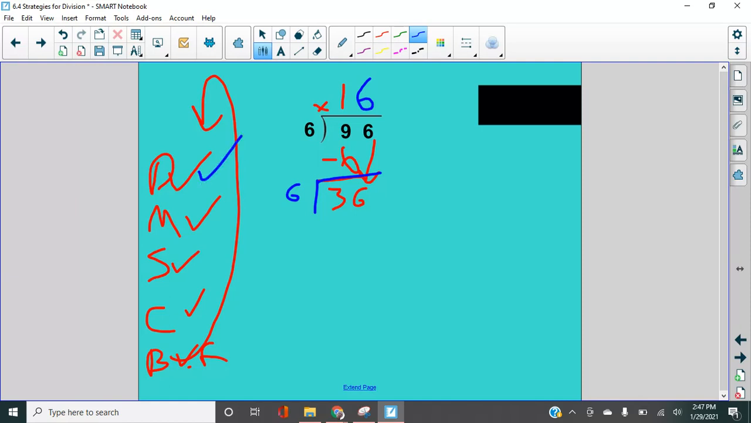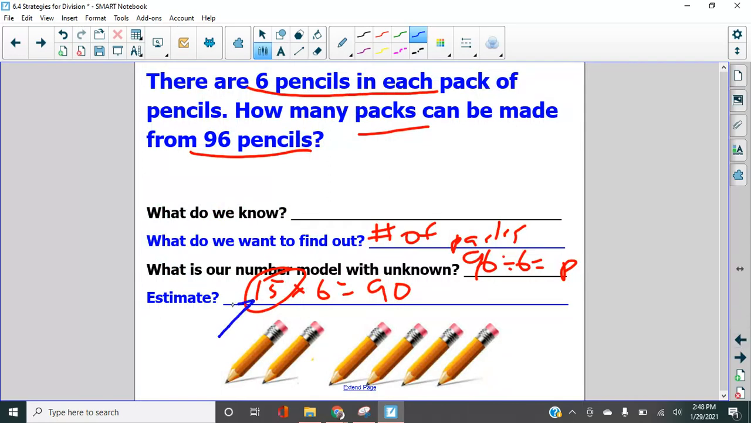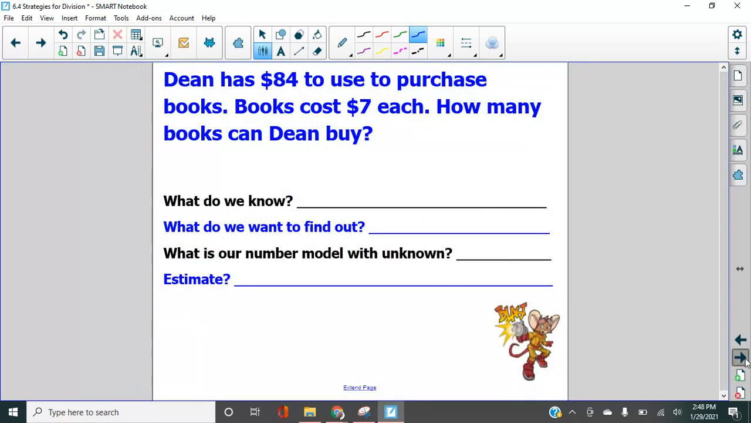M for multiply. I multiply the 6 times 6. 6 times 6 is 36. S for subtract, 0. Check. Is 0 less than 6? Yep. Do I have any numbers left to bring down? No. When you are out of numbers to bring down, you're done. Our answer here is 16. And hey, look, that's really close to our estimate, which was 15. 16 packs was our answer.